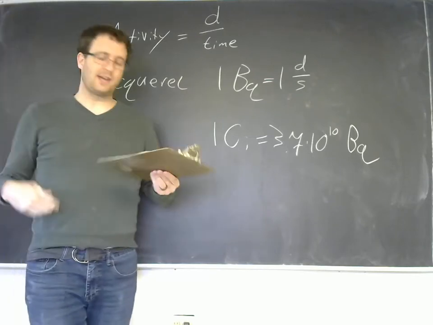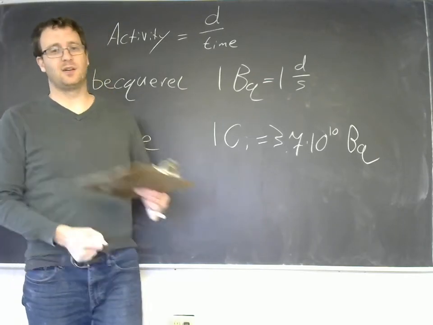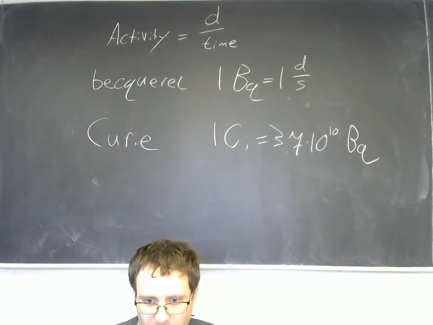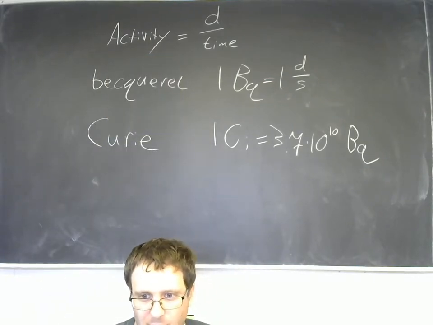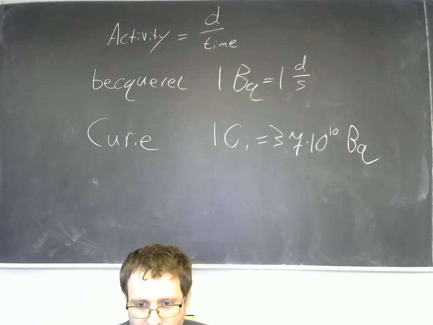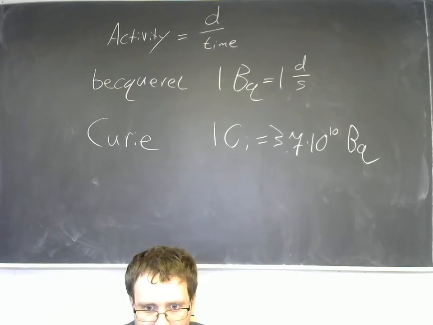So a Geiger counter is the instrument that we use to measure radioactivity. Hold on a second, I'm pulling up a slide that shows how a Geiger counter works. There it is.